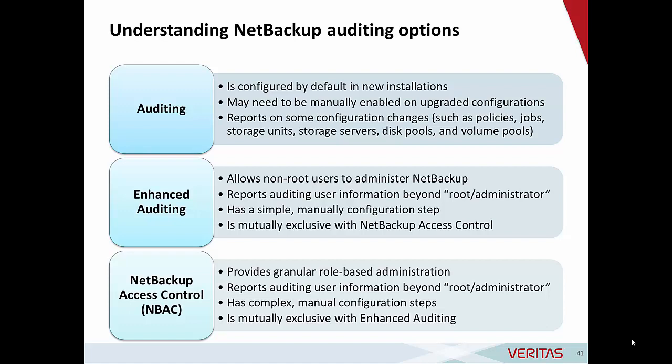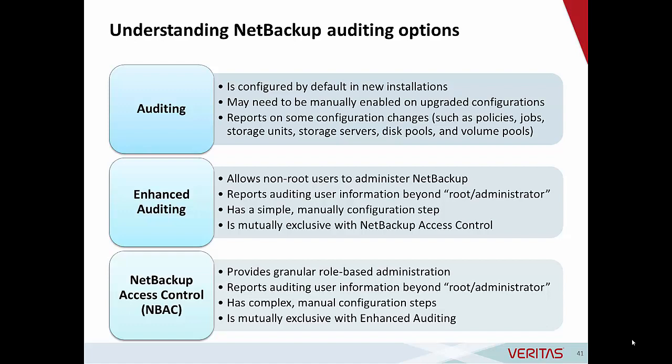Now, in the past, the only way to change that was to use NBAC. If you enabled NBAC, then in the audit trails, folks would show up as the actual user they were logged in as. But not everyone wanted to use NBAC because it comes with, as we've seen, some complexity and some limitations. So in 7.7, one of the benefits of using enhanced auditing is that in addition to the access control, it allows users to show up in the audit trails as the actual user they're logged in as, instead of showing up as just root or administrator.